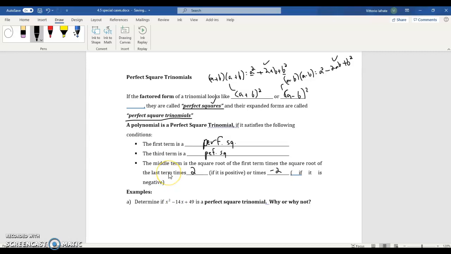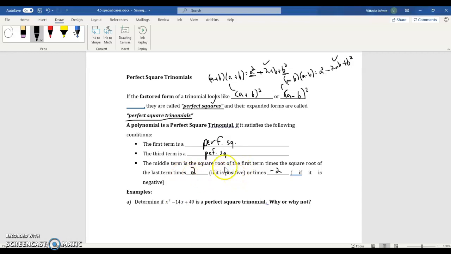This is 4.5 part 3, special cases of polynomials and factoring. So we had just finished off by defining a perfect square polynomial, or a trinomial. And a trinomial is a perfect square if its first term, a squared, is a perfect square, if its last term, b squared, is a perfect square, and if the middle term satisfies one of the following here.